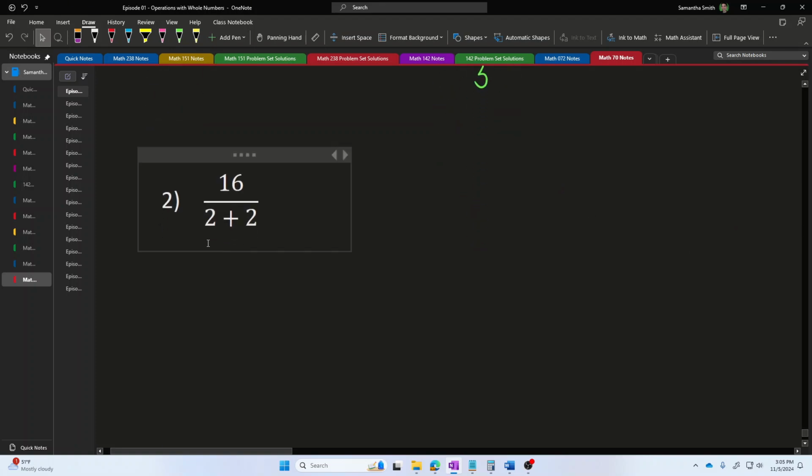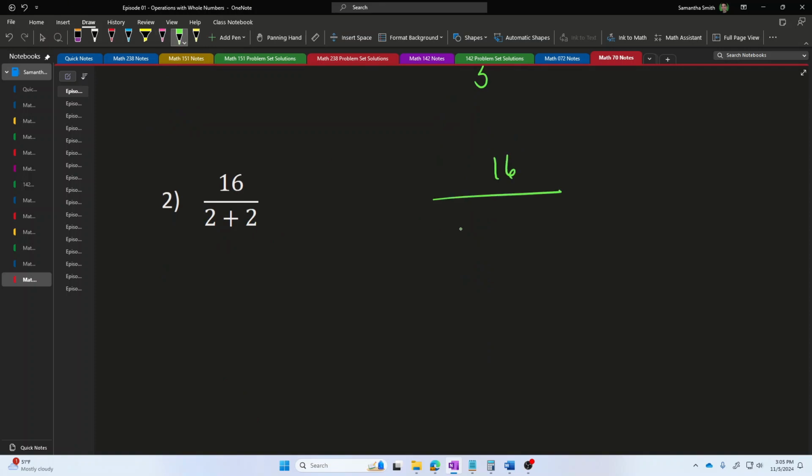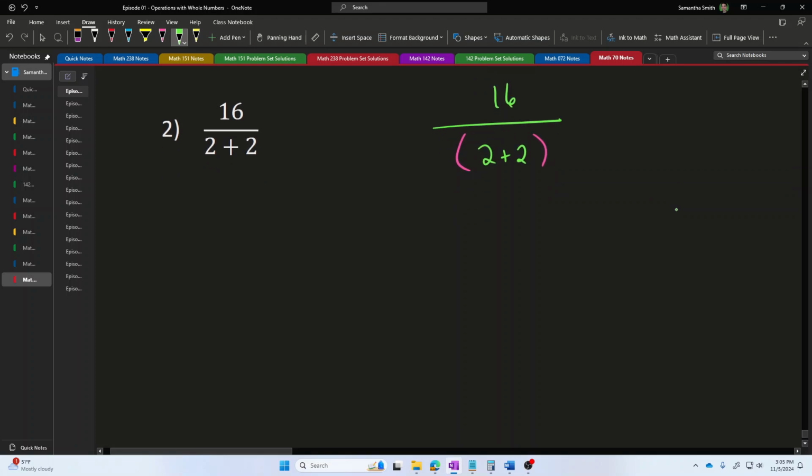It's also true if you have a bunch of stuff underneath the bar. If I have 16 and then a gigantic bar and then 2 plus 2 underneath, you should understand that there are hidden parentheses containing this addition underneath the bar. And I should calculate this operation underneath the bar before I do anything else. 16 divided by 4, result 4.